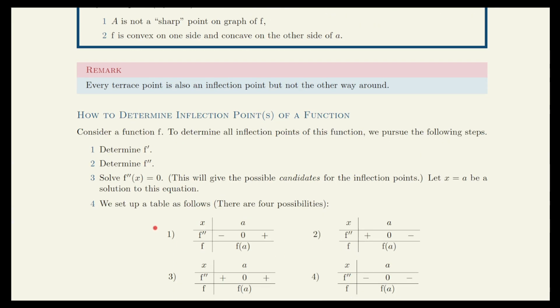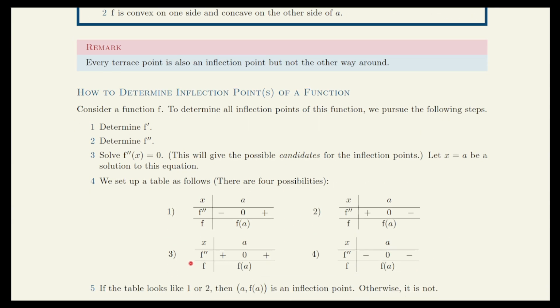So I need to set up a table like this. Yes? So I set up a table exactly like the sign table, but the difference is that the second row is f double prime rather than f. And then you determine the sign of the second derivative to the left of a and to the right of a. If the second derivative has different signs, then yes, this point that you found is actually an inflection point. So in that case, this is an inflection point. In that case, it's also an inflection point.